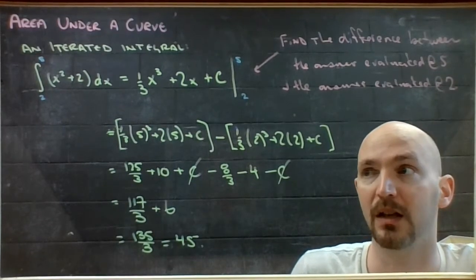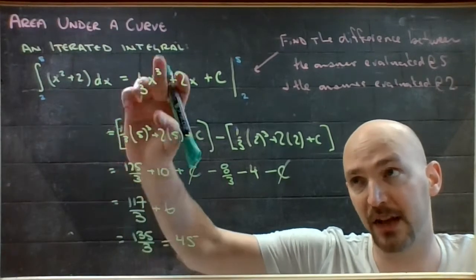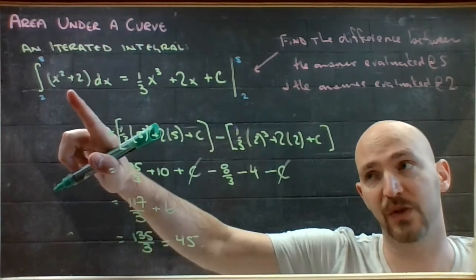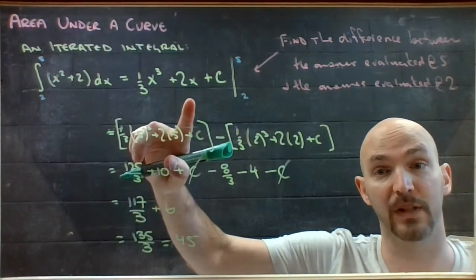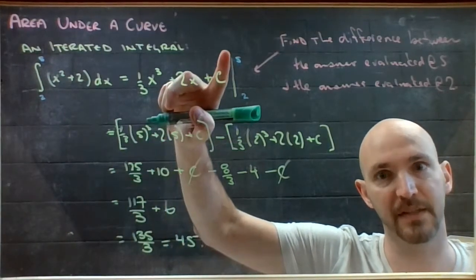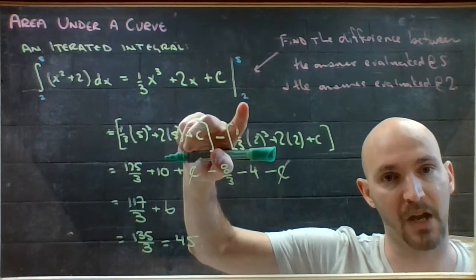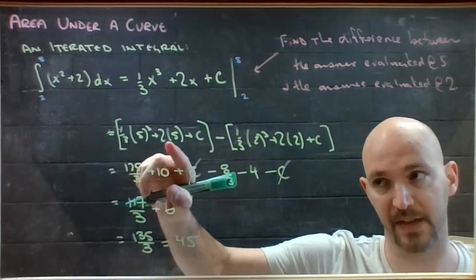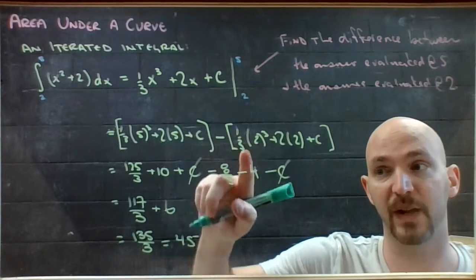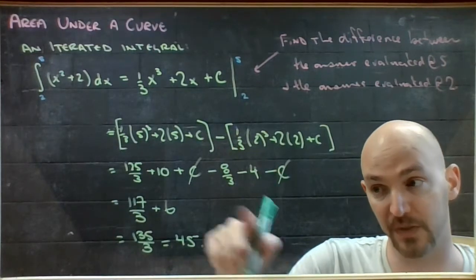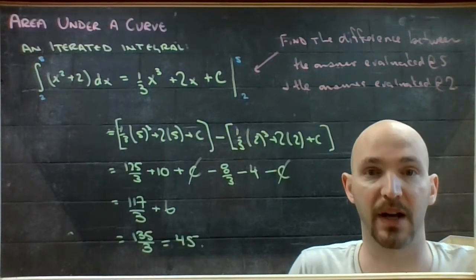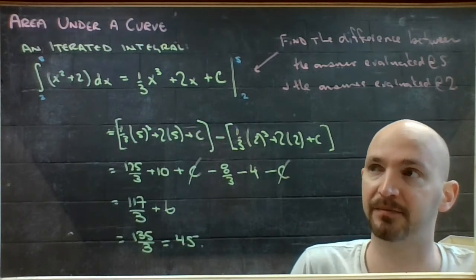Okay. So when you see this iterated integral, it just asks you to do the integration like you normally would. And once you're done, you sub in the top number, sub in the bottom number, right? Like I put the 5s in, I put the 2s in. And then once you get your answer, you subtract the 2 from each other. And that gives you a number answer instead of a function answer.